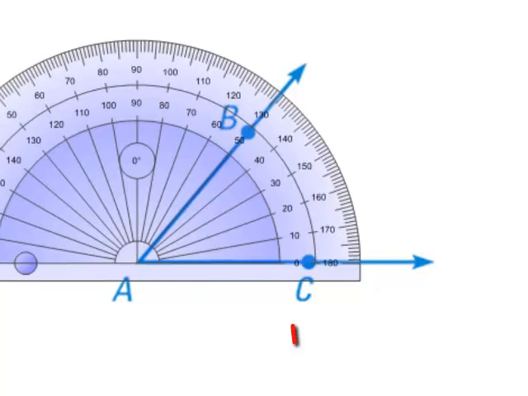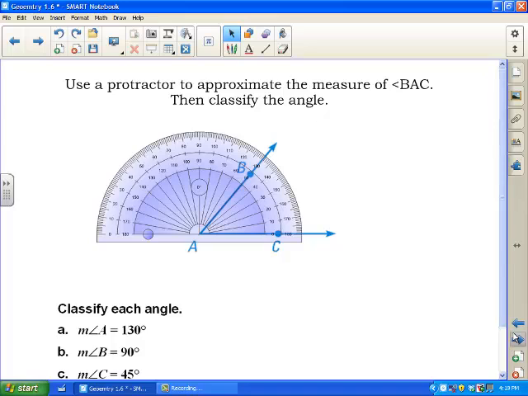For my angle, I'm using the inside set of numbers, since ray AC lines up with the 0 on the inside set. So following those numbers, this angle measures about 50 degrees. If you get confused about which set of numbers to use, just think back to your classifications. This angle is obviously less than 90 degrees, so I know it needs to be acute, and it should measure less than 90 degrees. The only two options I have where my angle crosses the protractor are 50 degrees and 130 degrees, so I know I should choose 50.